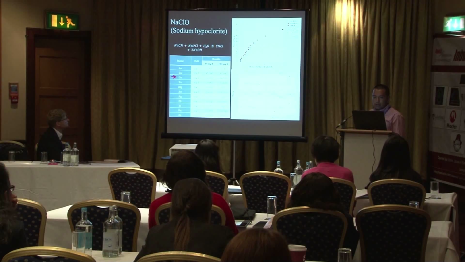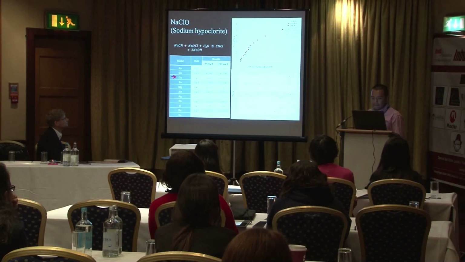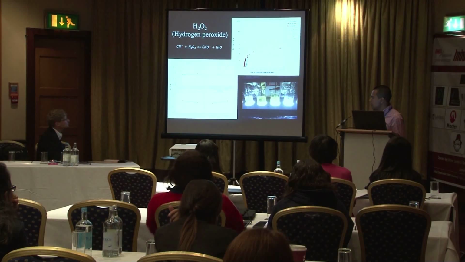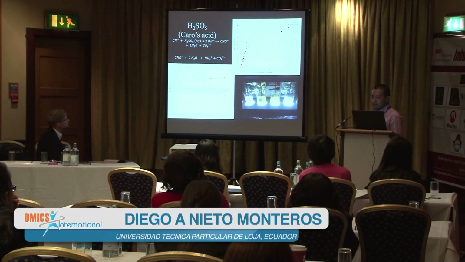In the case of sodium hypochlorite, we see that the main factor was the volume of the reactant added to the experiment, followed by the time. Then for hydrogen peroxide, we see that the main factor was the volume added to the effluent. And for caro's acid, it was the time, followed by the pH.